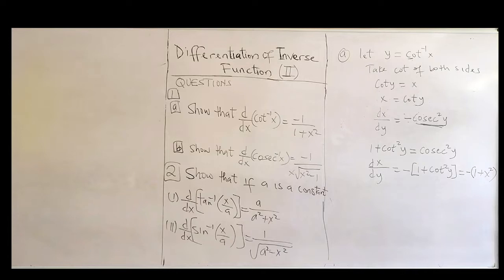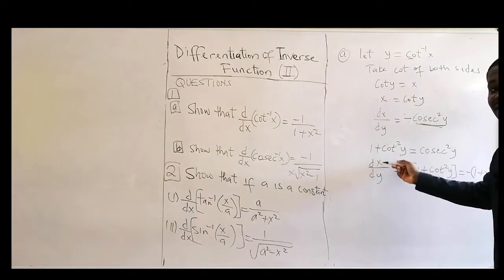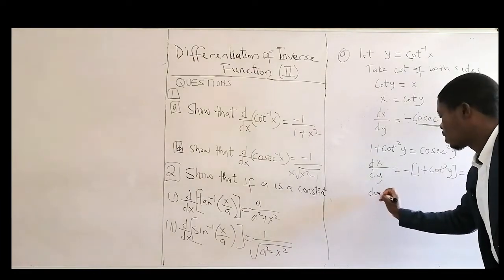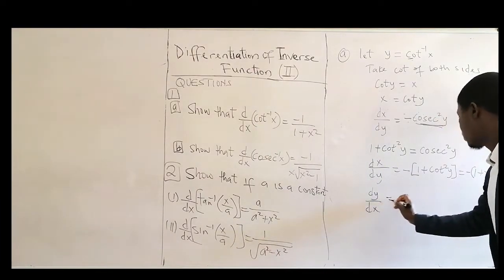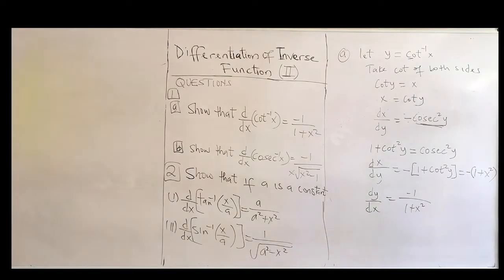Now take the inverse of both sides, because we are looking for dy/dx and we have dx/dy. So dy/dx will be equal to minus 1 over 1 plus x squared. Ideally, when you take the inverse, it should have been 1 over minus into brackets 1 plus x squared. So the minus can be anywhere, it could be up or down, but this is better. So that's that, and that is done.